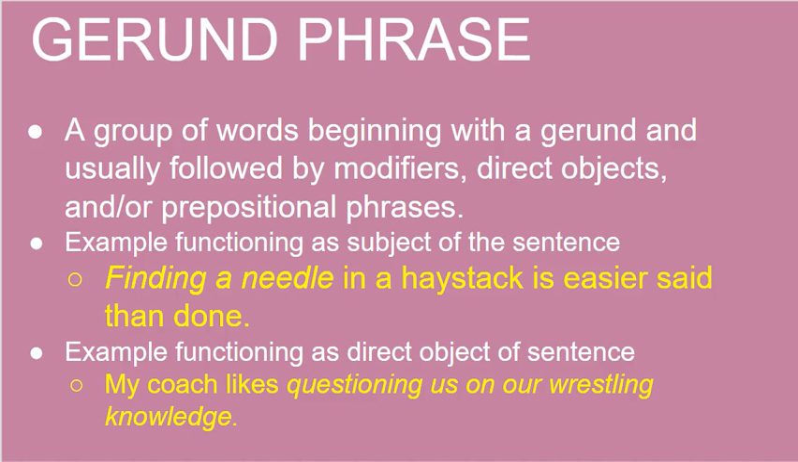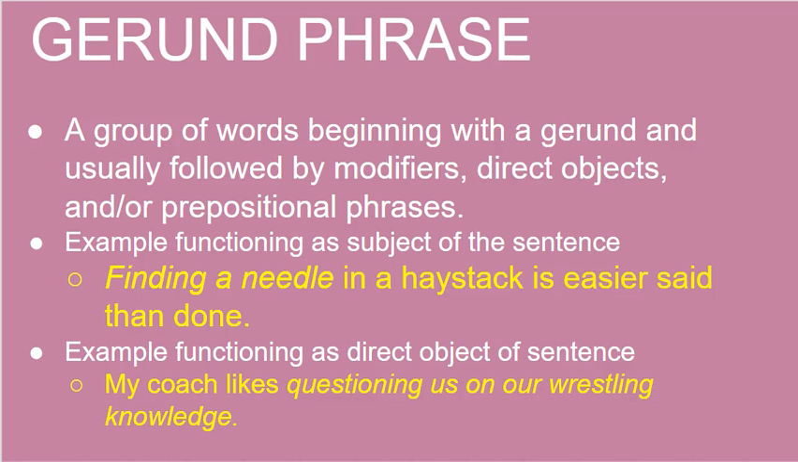Let's discuss a little bit about gerund phrases. A gerund phrase is a group of words that begins with that gerund, and then usually it's followed by things like modifiers and direct objects and even prepositional phrases. So let's look at an example here of how it functions as a subject of the sentence. Finding a needle, that's the gerund phrase. Finding a needle in a haystack is easier said than done. So in this particular sentence, the gerund phrase is the subject of the sentence. The subject is finding a needle.